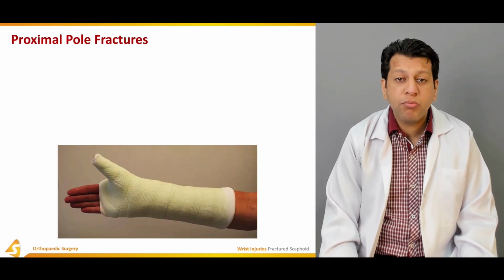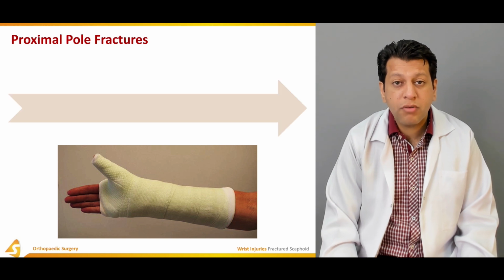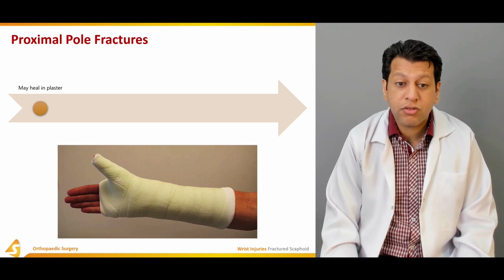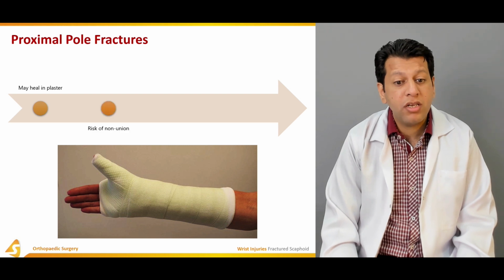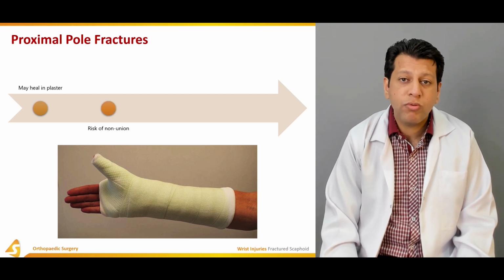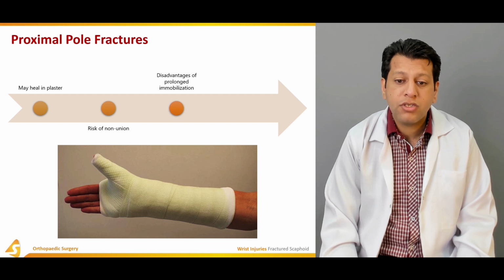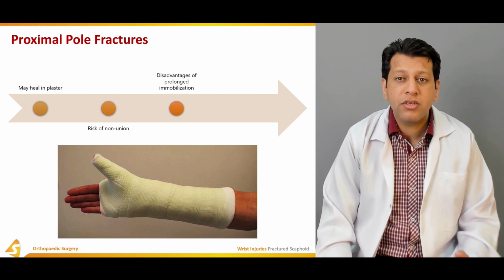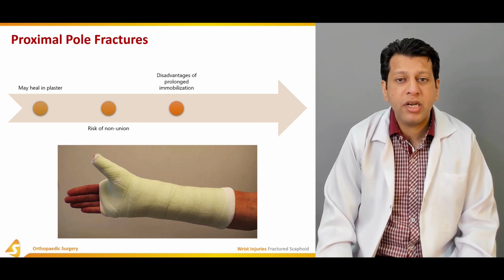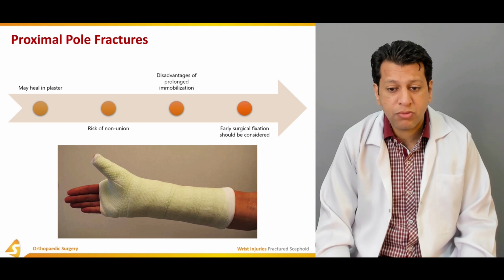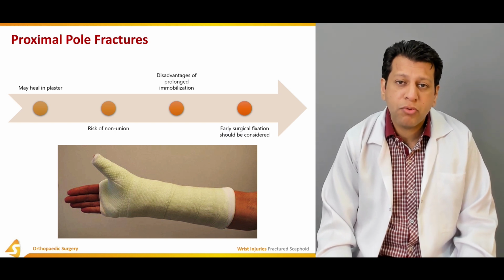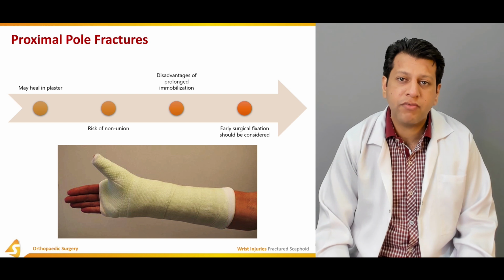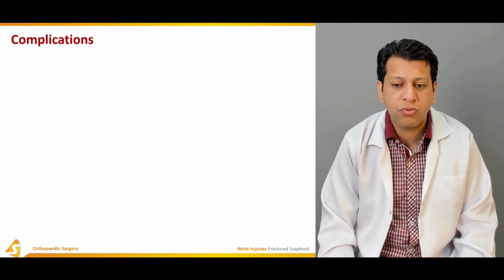Now coming to the proximal pole fractures. If there is an isolated proximal pole fracture, as I told you, the blood supply is coming through the retrograde area from the dorsal pole, so there is a very high chance of avascular necrosis. This may heal in plaster, but there is always a risk of non-union. And a disadvantage is that the prolonged immobilization results in wrist stiffness, because they sometimes require more than 8 weeks, sometimes 8 to 12 weeks of immobilization as well. So if it's a proximal pole, it's better to fix with closed reduction internal fixation with the cannulated screw.